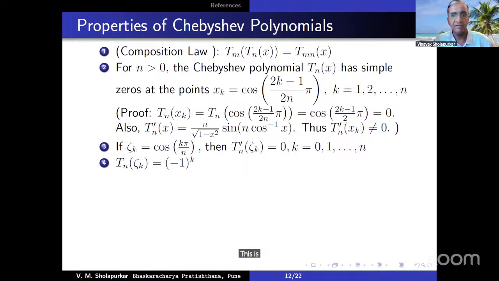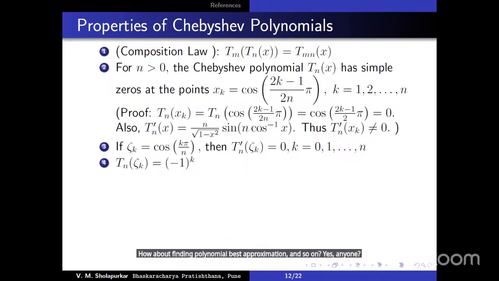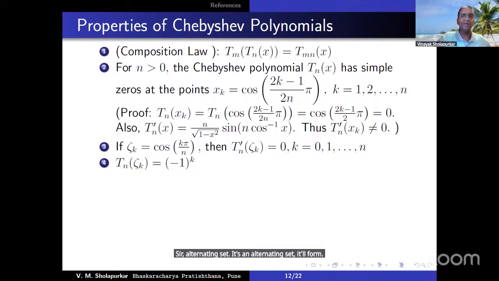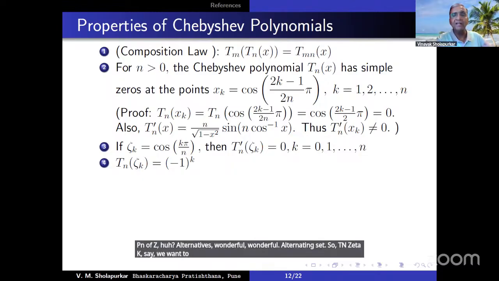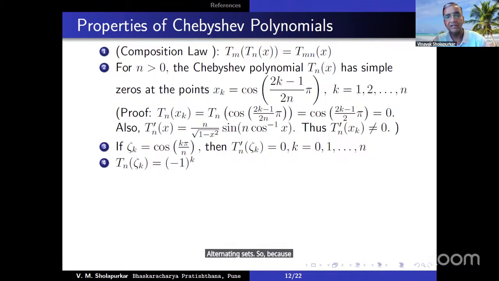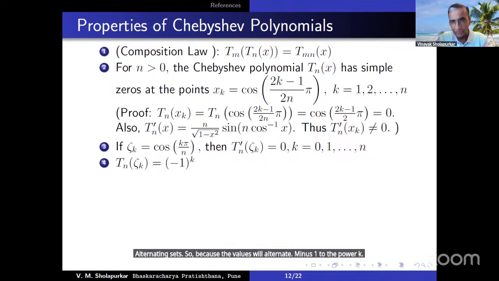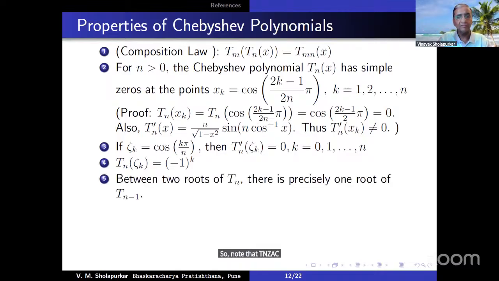This is very crucial. Do you smell something here? -1 to the power k. And what I told already about finding polynomial of best approximation and so on. Yes, anyone? Sir, Tn alternating set. It's an alternating set. Wonderful, wonderful. So Tn zeta k, we want to relate it to the alternating set, because the values will alternate, -1 to the power k. So note that Tn zeta k is -1 to the power k.